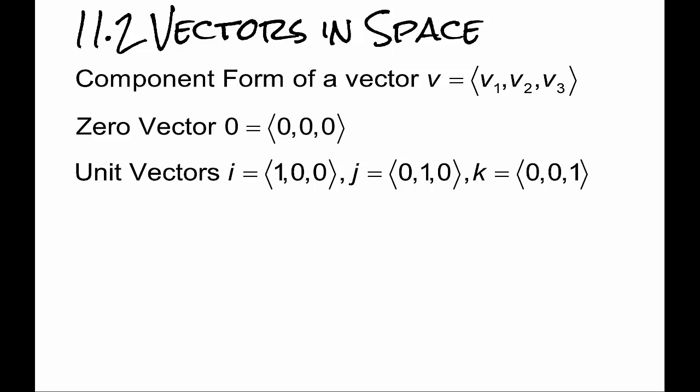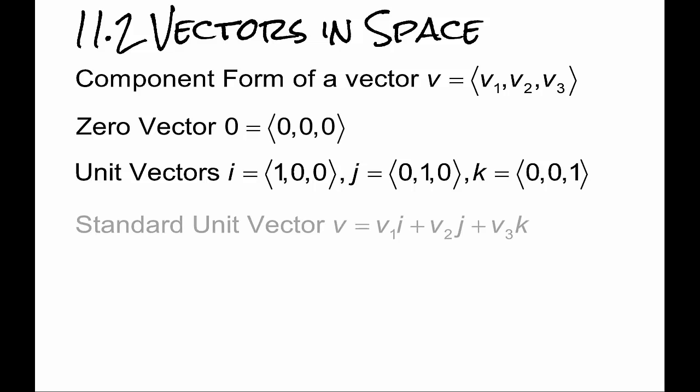Unit vectors i, j, and k. i is 1, 0, 0, j is 0, 1, 0, and k is 0, 0, 1. A standard unit vector written in a linear combination would be v1 i plus v2 j plus v3 k.